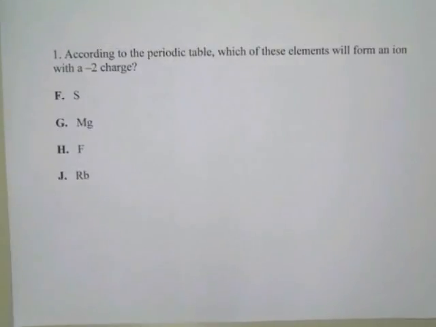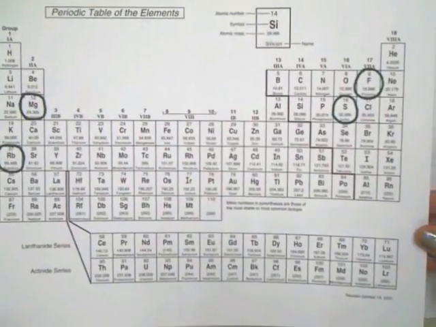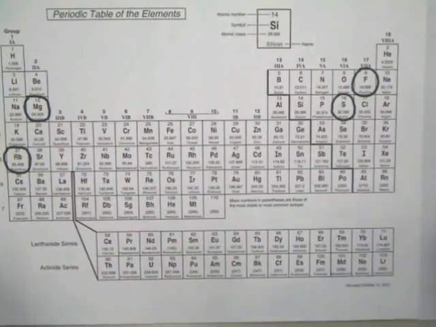Number 1. According to the periodic table, which of these elements will form an ion with a -2 charge? Sulfur, magnesium, fluorine, or rubidium? You'll want to look at your periodic table for this one. So I went ahead and circled the 4 that we have for our choices, so it makes more sense to answer the question. Each of these elements on the periodic table are neutral, which means they have no charge.